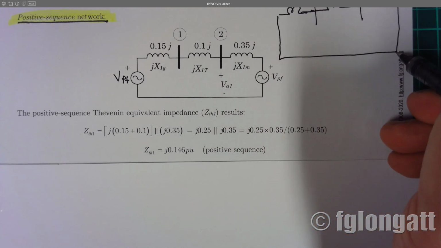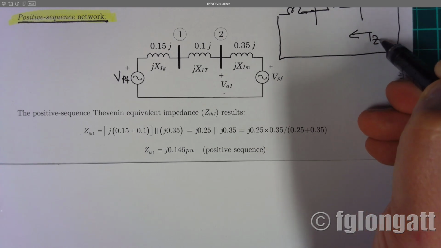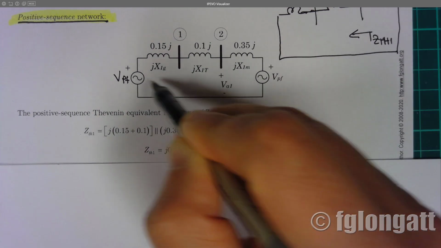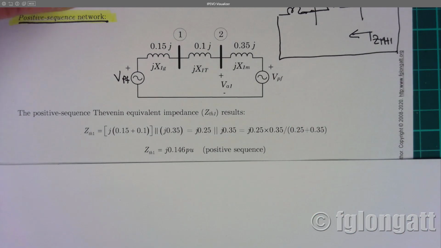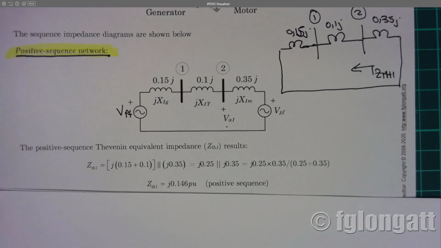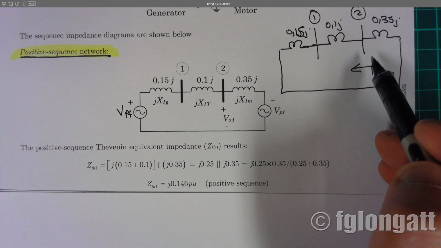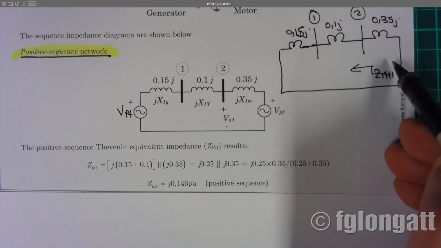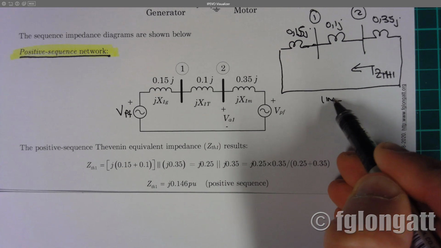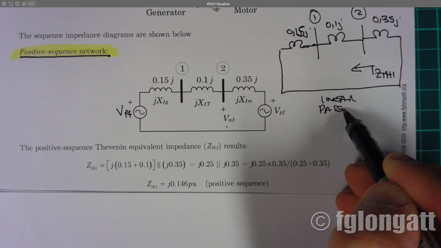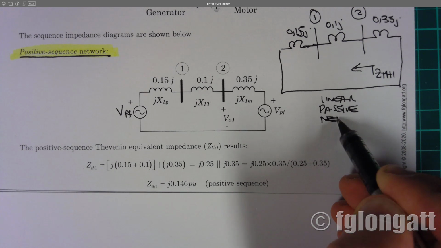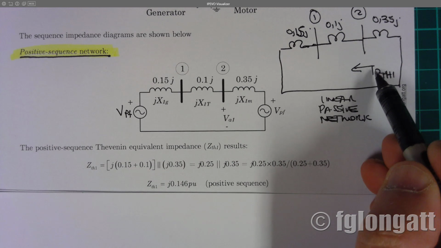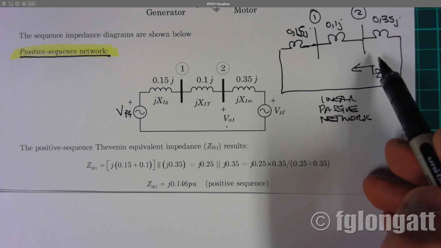But because we are interested in the Thevenin impedance, the positive sequence impedance, you must remember that we need to switch off those voltage sources, and this is the equivalent model for the Thevenin calculation. We switch off those voltage sources, and now we have a linear passive network. And from that linear passive network, we are able to obtain basically the Thevenin impedance.